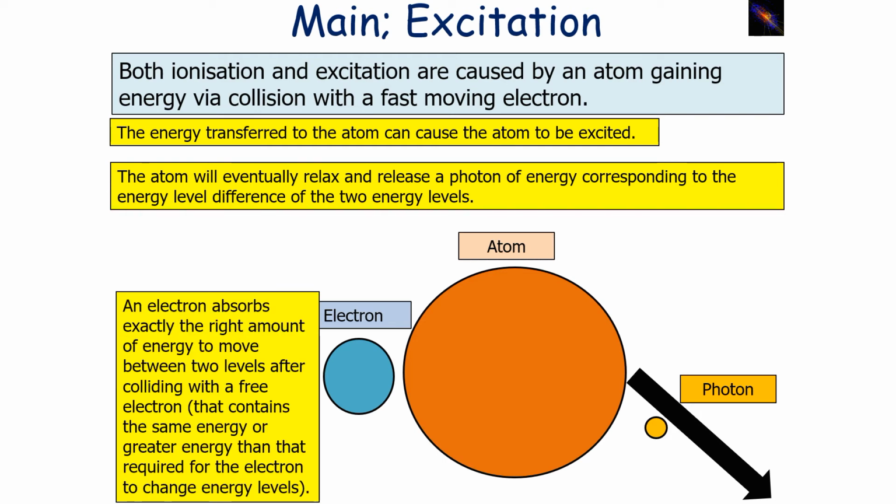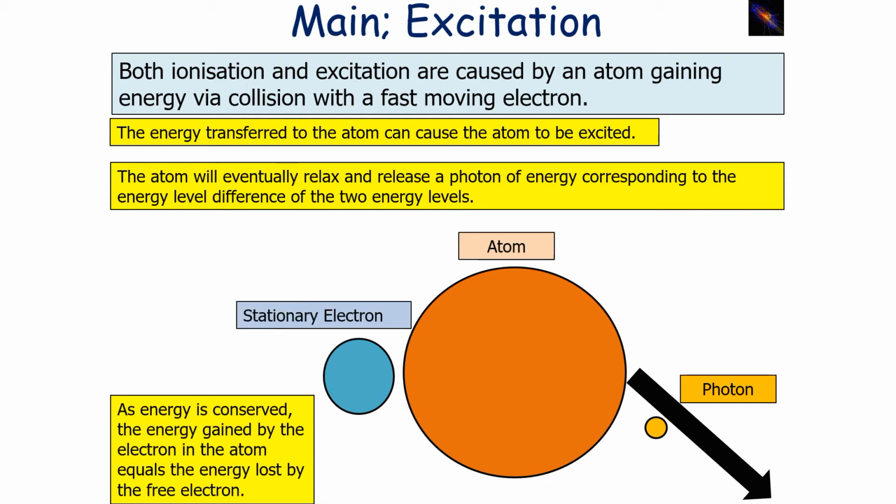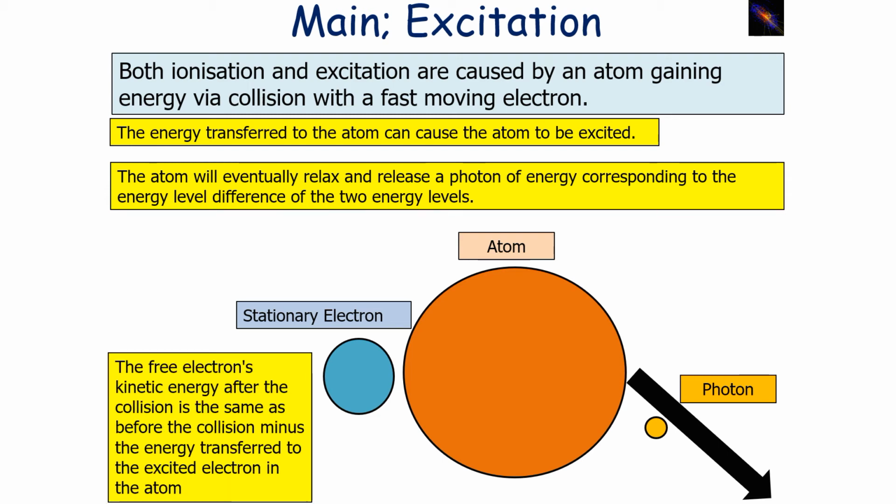But always remember, an electron inside that atom will absorb the exact right amount of energy to move between two levels after colliding with that free electron. That will contain either the same energy or greater energy than is required for the electron inside the atom to change energy levels. Now, as energy is conserved, the energy gained by the electron inside the atom equals the energy lost by that free electron that's collided with it. The free electron's kinetic energy after the collision is the same as it was before, minus the energy transferred to excite the electron in the atom.